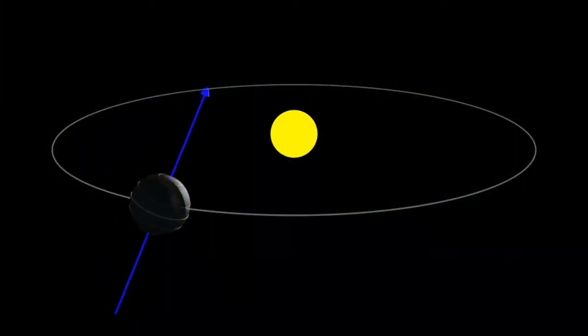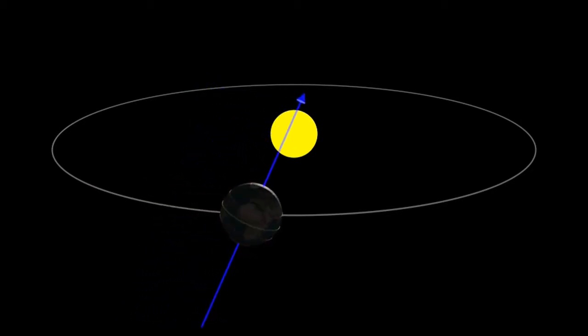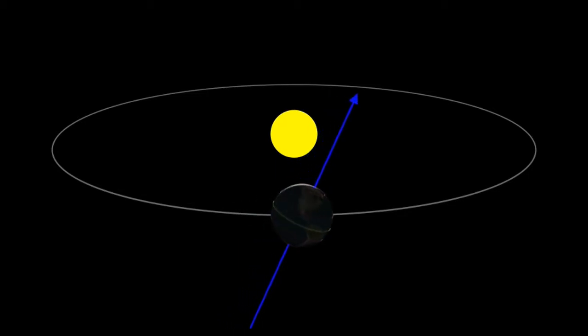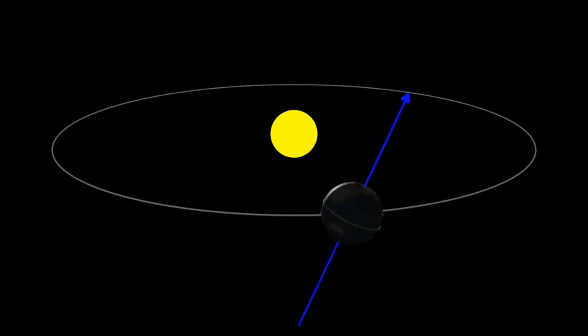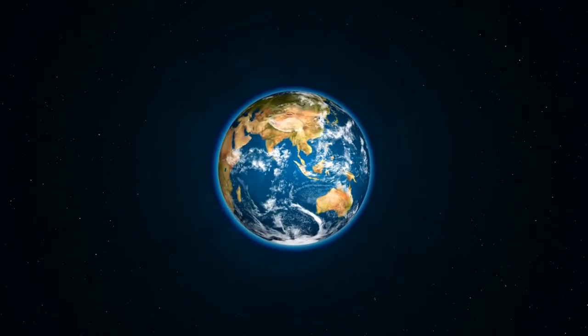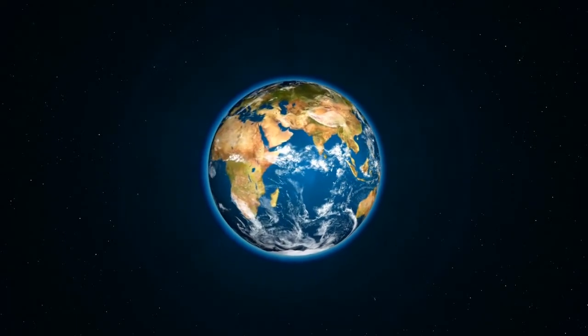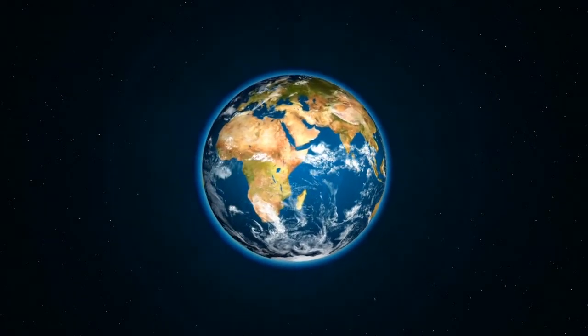Well, take a look at this. Do you see how the Earth is moving? The Earth is very busy. Not only is it spinning on its axis, it's also traveling around the sun. The Earth spins or rotates on its axis every day. It takes 24 hours for the Earth to rotate on its axis.